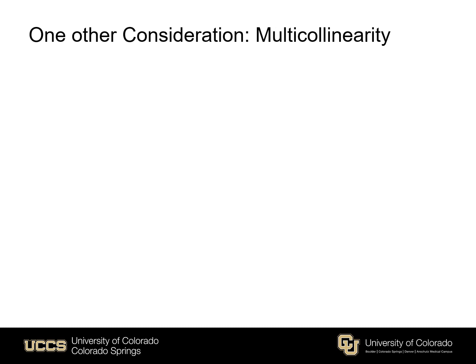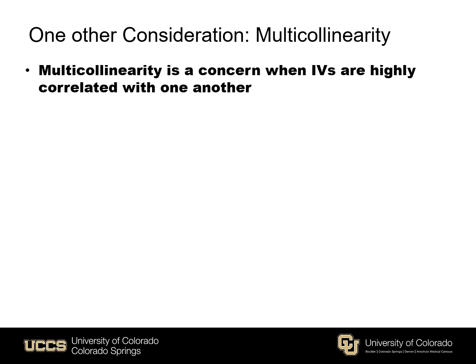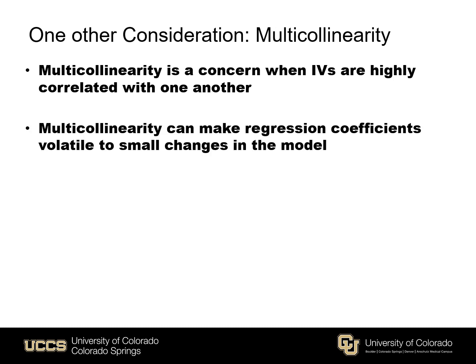One other consideration of note, especially for multiple regression analyses where there are multiple independent variables, is this idea of multicollinearity. Multicollinearity is a concern we have when our independent variables are highly correlated with one another. The problem with it is it can make our regression coefficients volatile to small changes in the model. So the values of those slopes and coefficients can change quite a bit just by adding or subtracting maybe one other variable to or from the model.